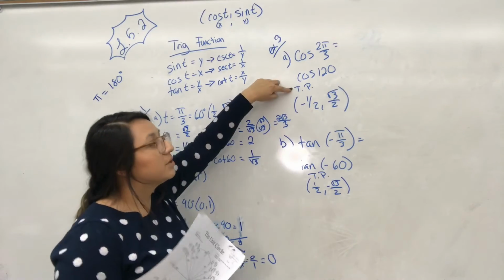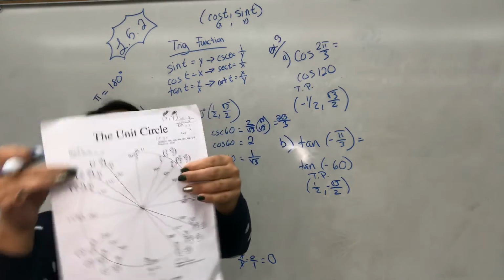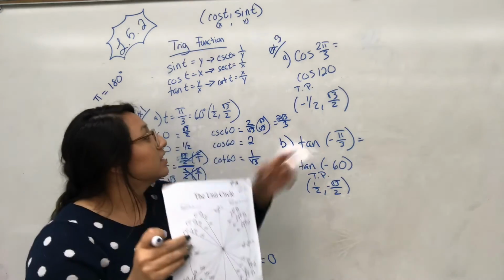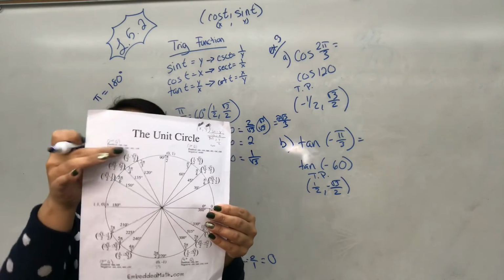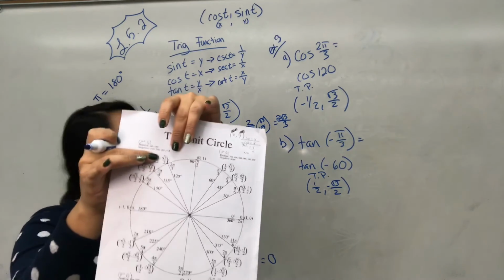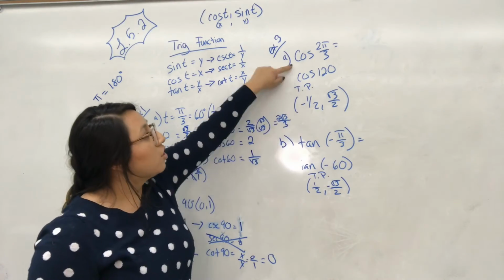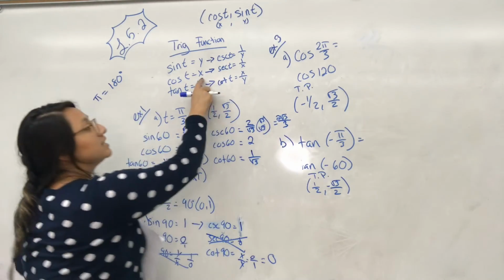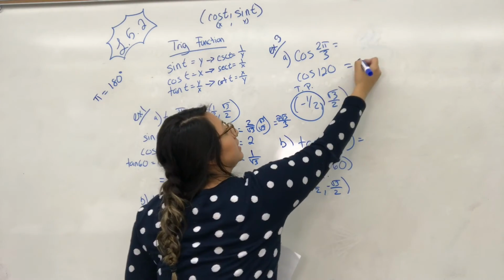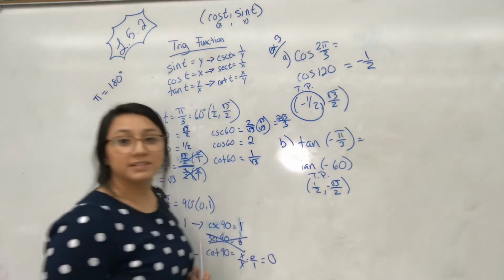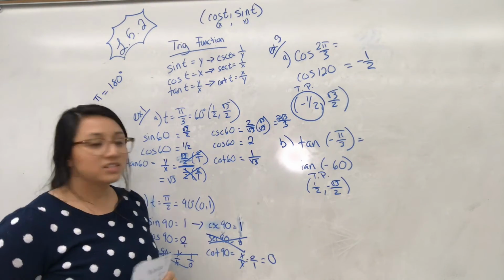So here it says terminal point, not toilet paper, it's just terminal point. So here, terminal point, that means your coordinates. So the cosine of 120, if I look at it backwards, it is right here. It's (negative 1/2, radical 3 over 2). Here is your coordinate. The cosine, remember, cosine is always the x coordinate. So your cosine of 120 is equal to negative 1/2. Simple. B, it's tangent of negative π radians over 3.